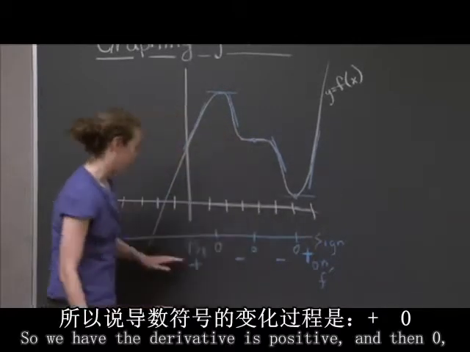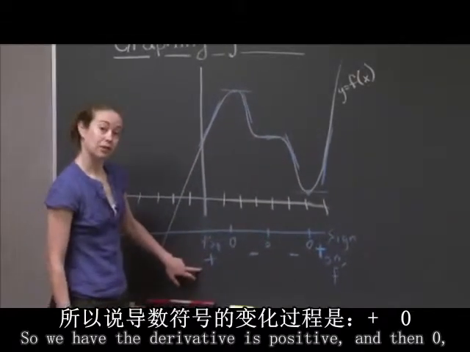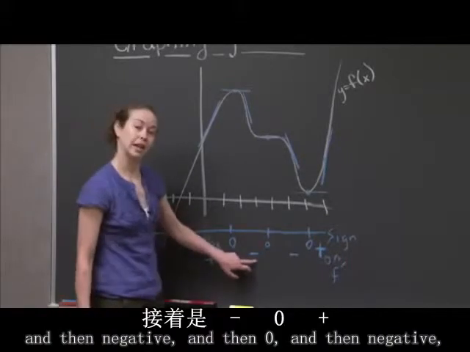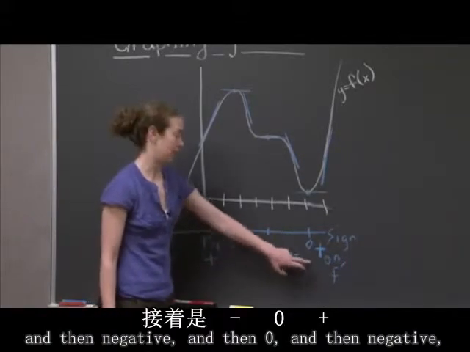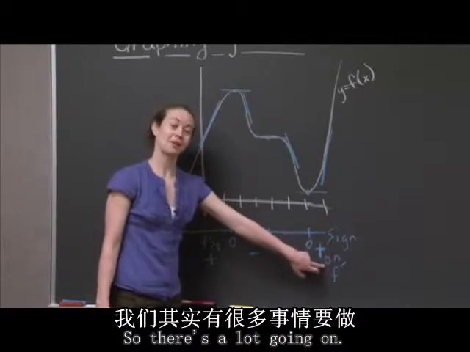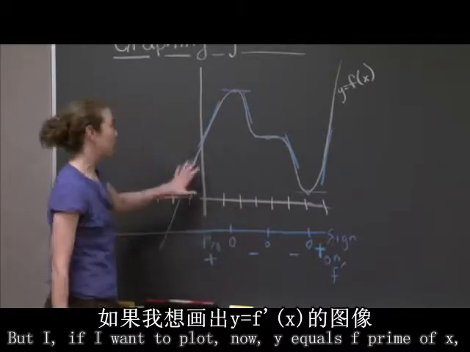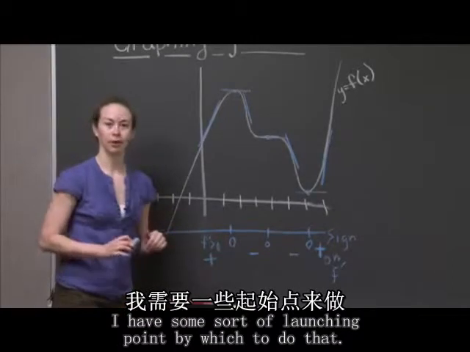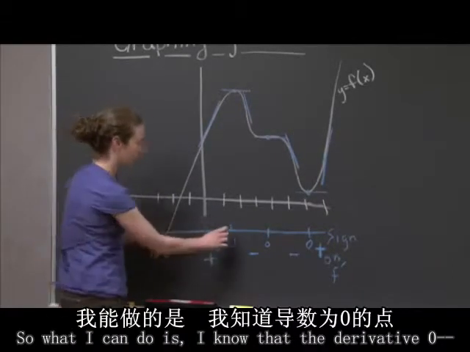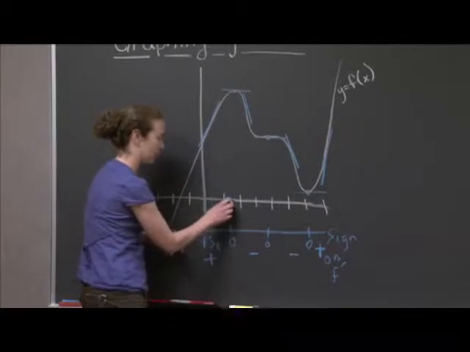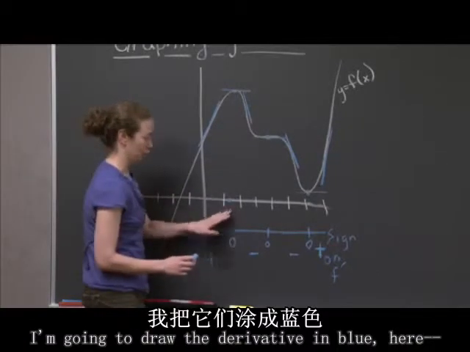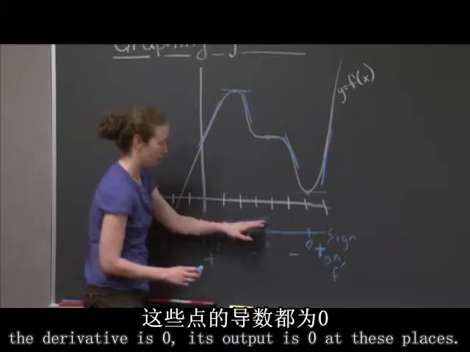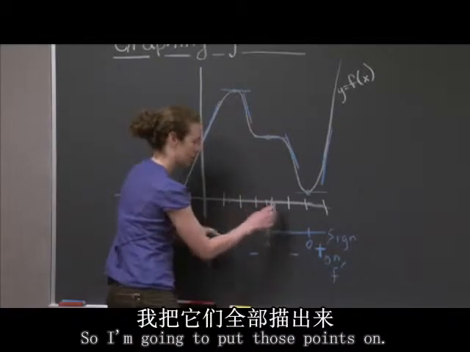So we have the derivative is positive, and then 0, and then negative, and then 0, and then negative, and then 0, and then positive. So there's a lot going on. But if I want to plot now y equals f prime of x, I have some sort of launching point by which to do that. So what I can do is I know that the derivative is 0. I'm going to draw the derivative in blue here. The derivative is 0. Its output is 0 at these places. So I'm going to put those points on.